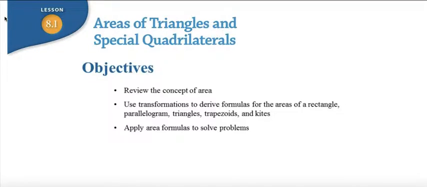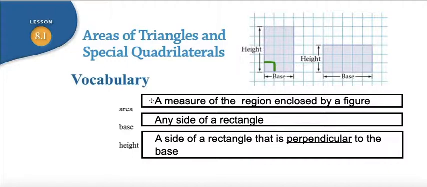All right, so let's just review a little bit of vocab here. We have area, which is a measure of the region enclosed by a figure, right? So area is just what's inside. And remember, perimeter, now this isn't on here, but perimeter is the measure of the outside of that figure, not the inside. So area, we're talking about the inside.